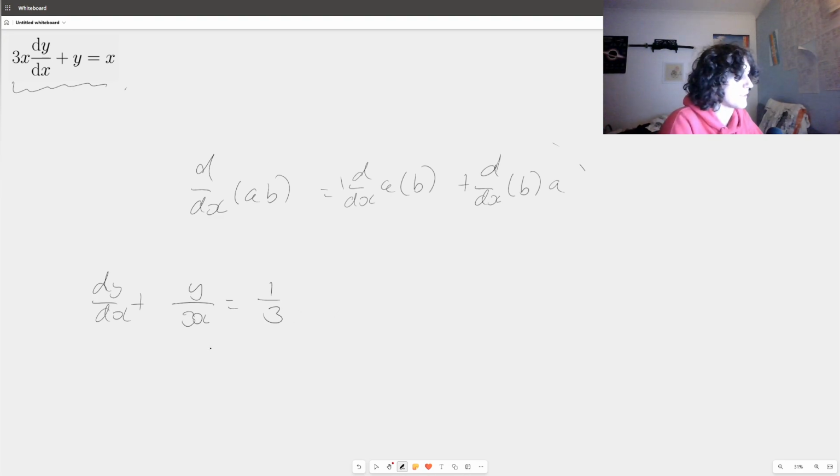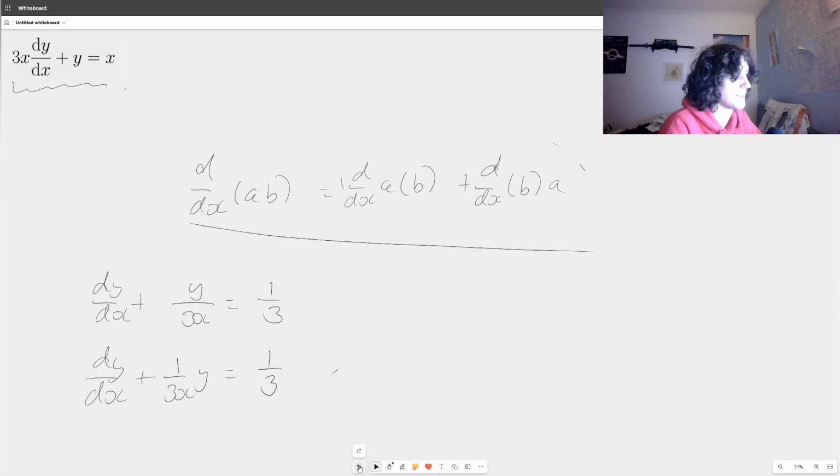Now, if I rewrite this as dy by dx plus 1 over 3x times y equals 1 over 3, we're going to have something going on here with the coefficient of our dy by dx and the coefficient of y, which is going to make us use this product rule. The y is already in the right format, as the differential of y is dy by dx, but I definitely know that this is a 1, and the differential of 1 is not 1 over 3x.